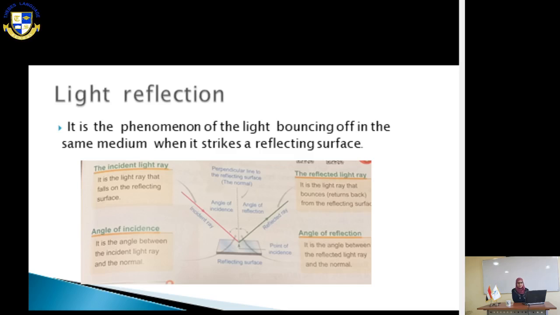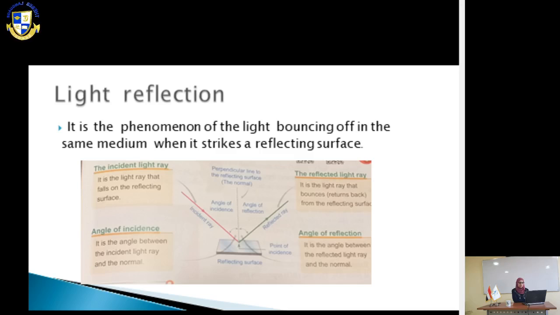What is the angle of incidence? It is the angle between the incident ray and the normal. And what is the angle of reflection? It is the angle between the normal and the reflected light ray. So here we have the reflecting surface and a line which falls perpendicular on the reflecting surface, which is called the normal. Between the incident ray and the normal, there is an angle which is called the angle of incidence, and between the normal and the reflected ray, there is an angle which is called the angle of reflection.